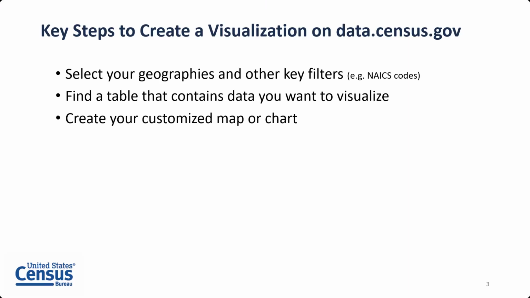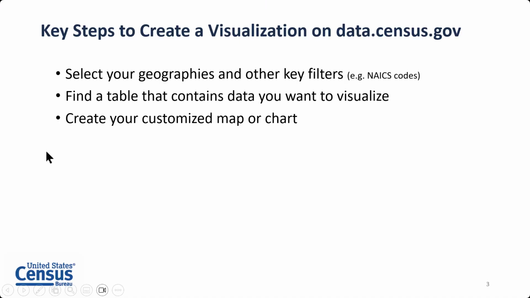So the first thing that you'll want to do at some point is select your geographies and other key filters. Those could also be things like NAICS codes, which we'll see in some of our later examples that allow you to look at data across different industries.